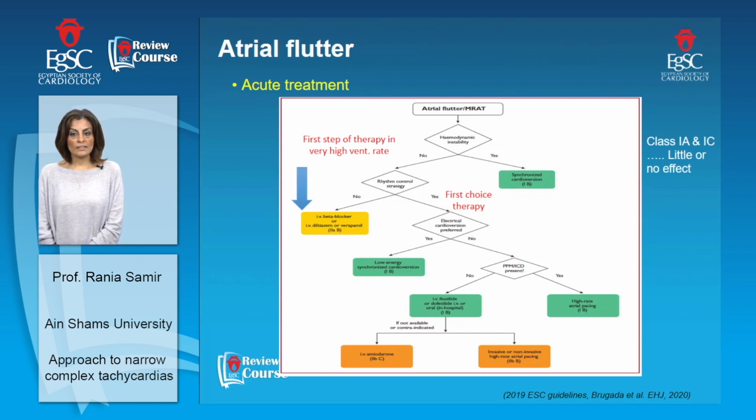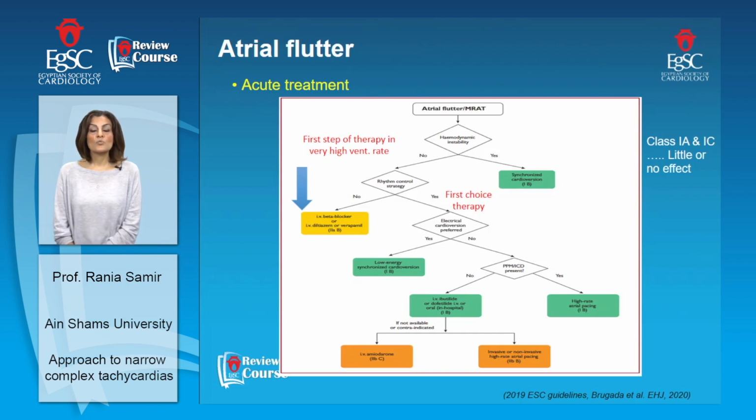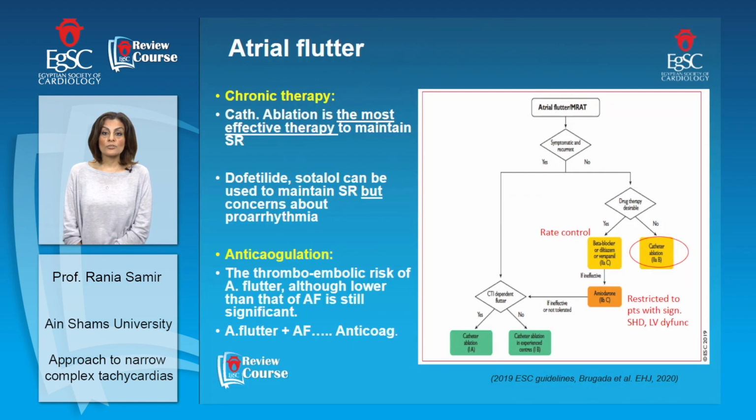Class 1A and Class 1C have little effect, and if you resort to using Class 1C in atrial flutter, you have to use it in conjunction with beta blockers, because it has the risk of slowing down the flutter rate and causing one-to-one AV conduction that might cause ventricular fibrillation. How about the chronic therapy for atrial flutter?